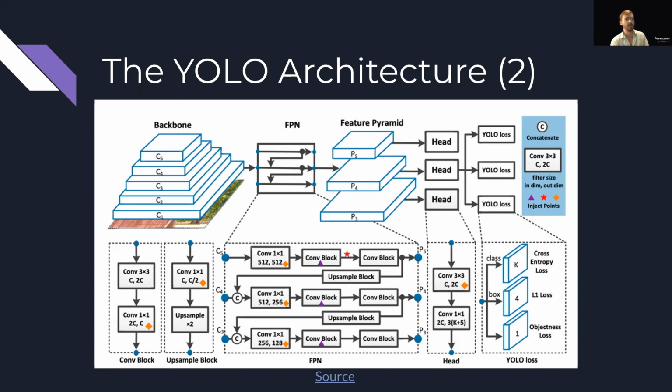These features are then taken from the feature pyramids to the head, which is the YOLO layer, and that is used to compute the cross entropy for classification, the L1 loss for bounding box positions, and the objectness loss, which is then used to iteratively improve upon YOLO during training.